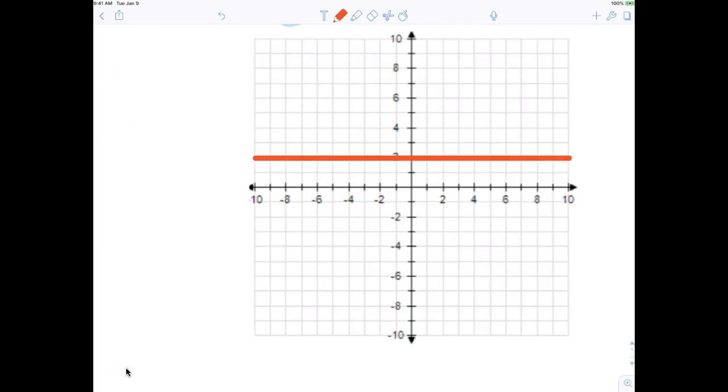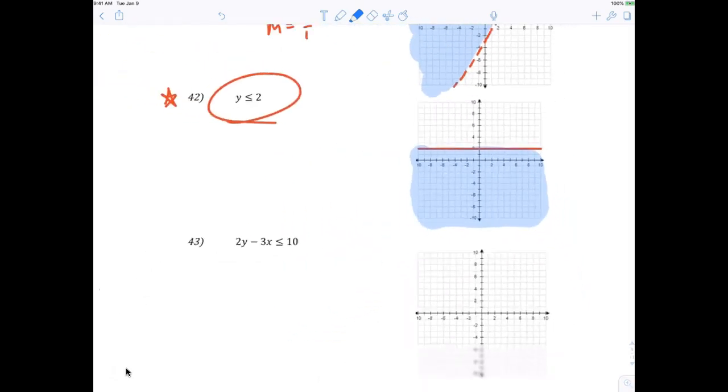Does everybody agree with that? Shade below. And then we shade where? Below. Very good, Max. Shading below. So y equals is horizontal, x equals is vertical. You should make yourself that note.